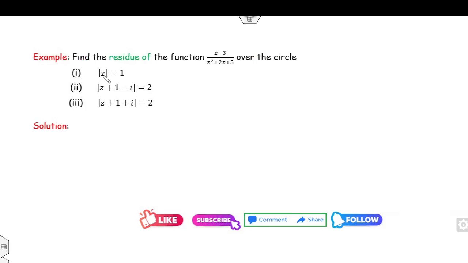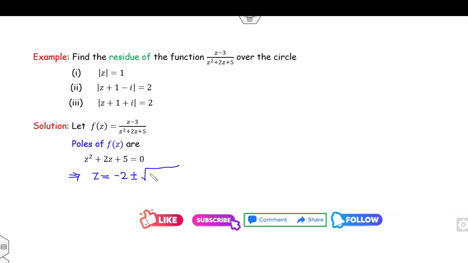Find the residue of the function over these three different circles. Firstly, can you find the poles of the function? How can you find the poles? That is z squared plus 2z plus 5 equal to 0. The value of z will be minus 2 plus minus square root of b squared minus 4ac, divided by 2. This number will be minus 2 plus minus square root of 16, and root 16 is 4, divided by 2. That means the answers are minus 1 plus minus 2i.